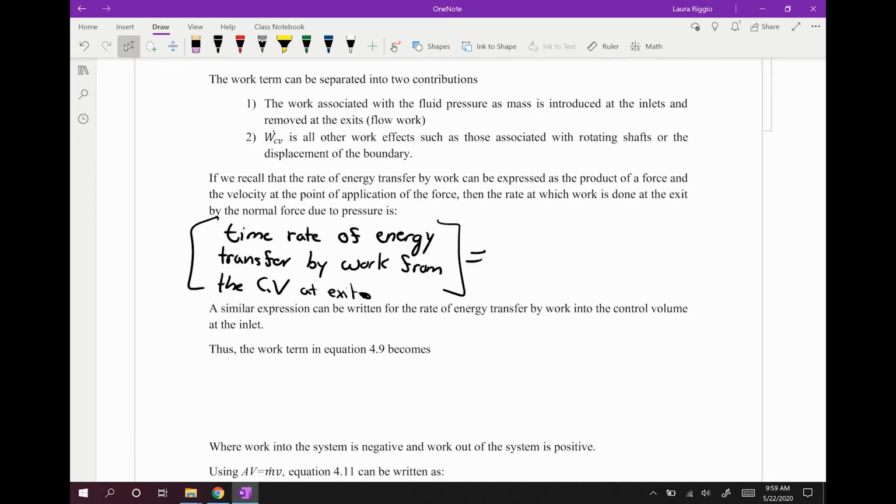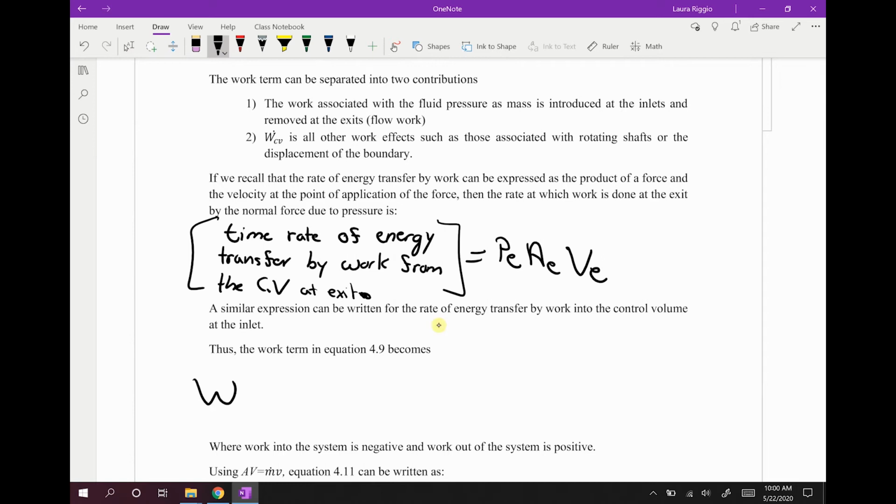The work term in our energy balance can be separated into two contributions. The work associated with the fluid pressure as mass is introduced at the inlets and removed at the exits. This is called flow work. And then all other types of work that exist in the system. So the time rate of energy transfer by work from the control volume at the exit related to the pressure is our pressure at the exit times our area at the exit times our velocity at the exit. We can write a similar expression for our inlet.